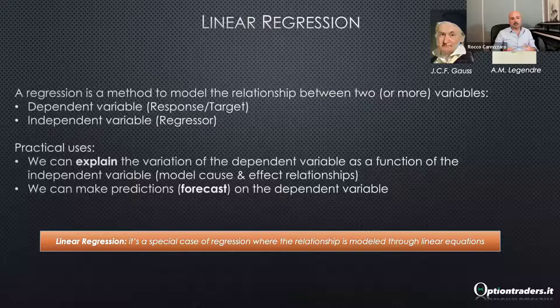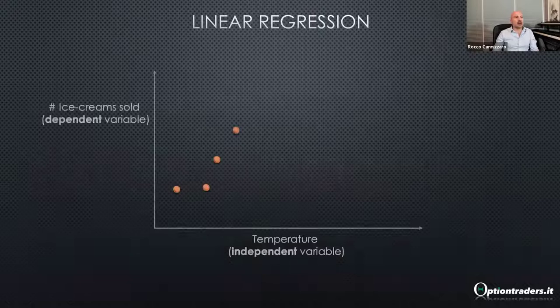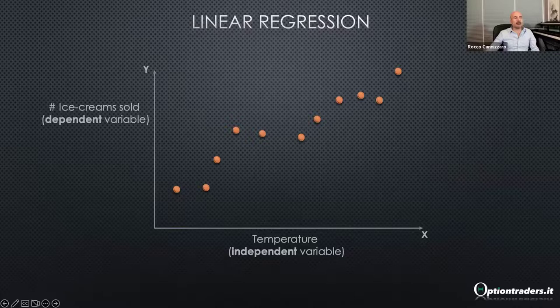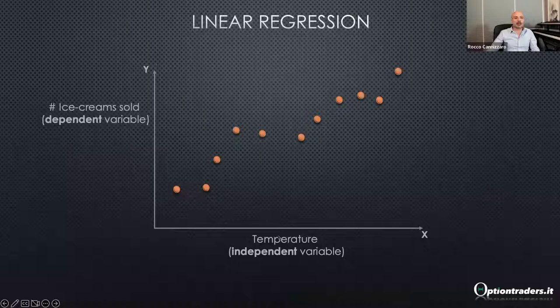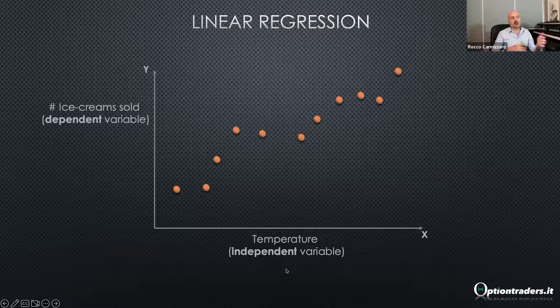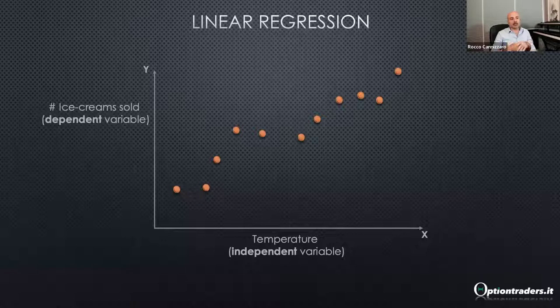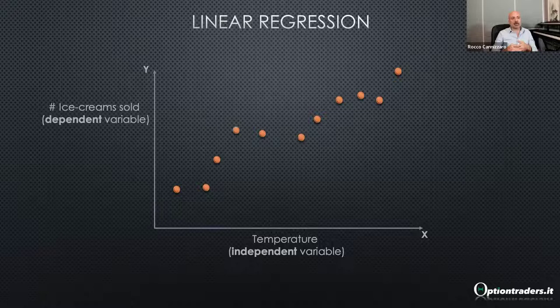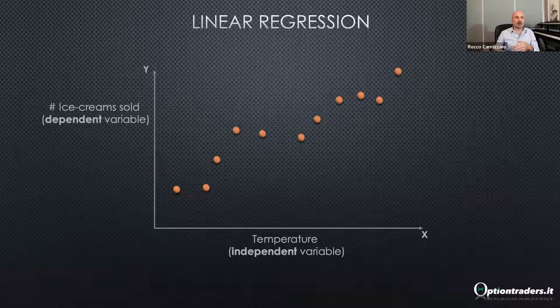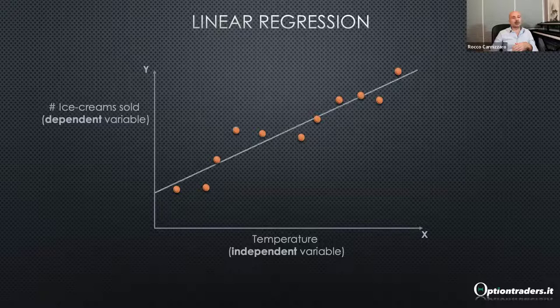So what does linear regression mean? Let's say, for example, we have two variables. One is the number of ice creams sold, and our X variable is the temperature. We're trying to see if there is a relationship between how many ice creams are sold and the temperature. If you look at this chart, when the temperature rises, so does the number of ice creams sold. During summer, the temperature is hot, so everyone wants an ice cream. So you can see this relationship between the two variables, and you're trying to model it through a line. That's why it's called linear regression.